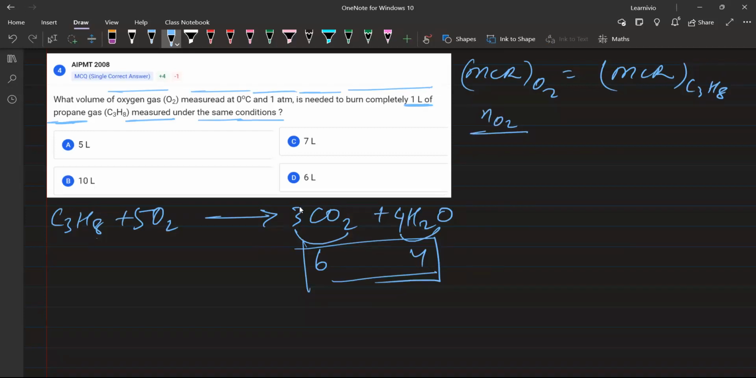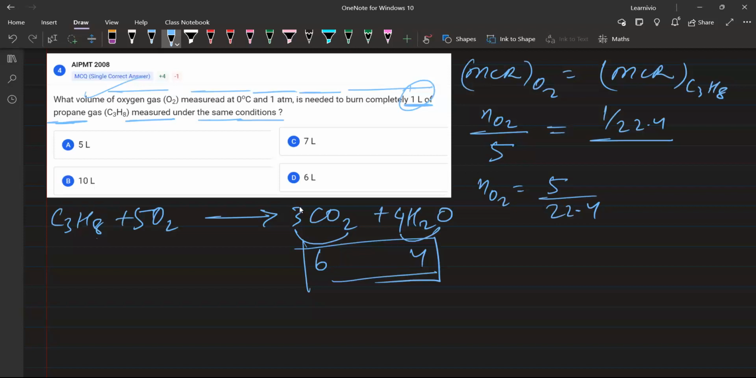Divided by the stoichiometric coefficient, that is equal to 5. This will be equal to the number of moles of, we have 1 liter. So 1 liter will be equal to what? 1 upon 22.4 divided by the coefficient of C3H8. It is equal to 1. The number of moles of O2 that will be required will be equal to 5 upon 22.4.